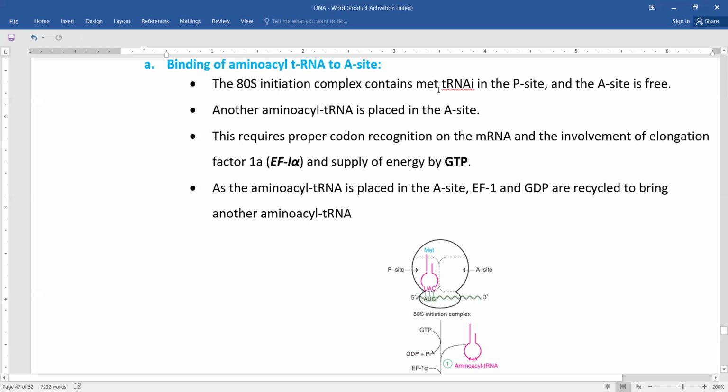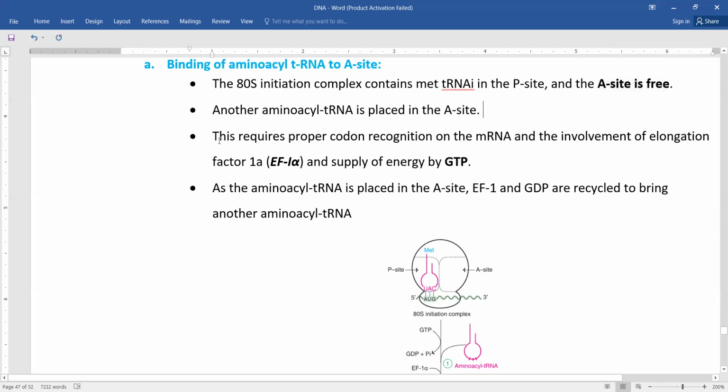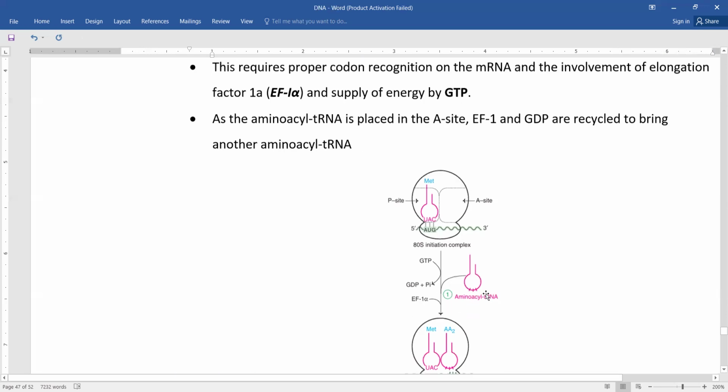Okay, so yeah, at P site and the A site is free. Now the A site is free and the P site lo manaki idi undi. Another amino acid tRNA is placed at A site. Another amino acid tRNA A site daggara A site daggara place cheyabadindi.